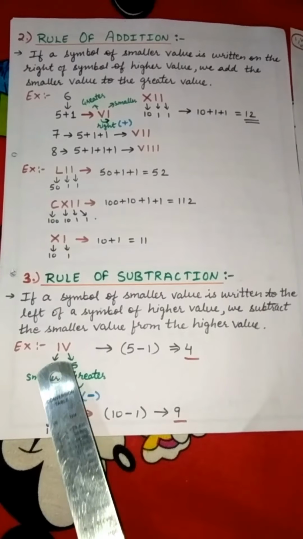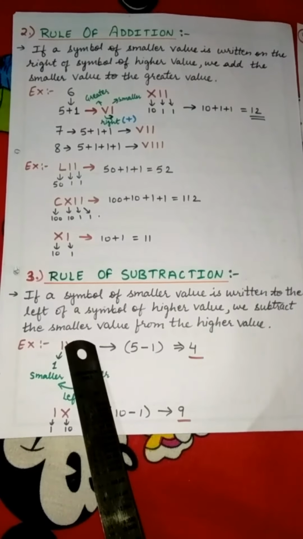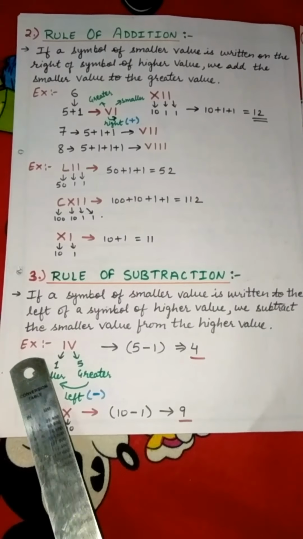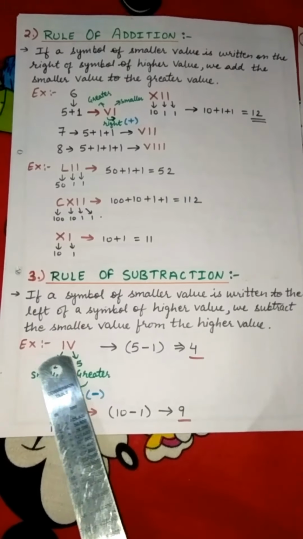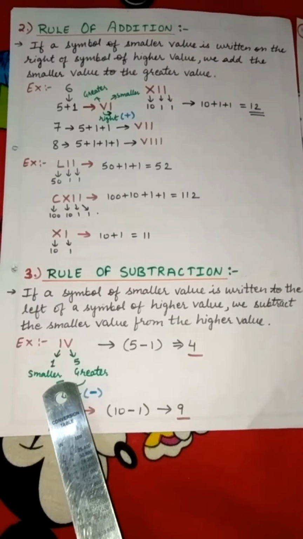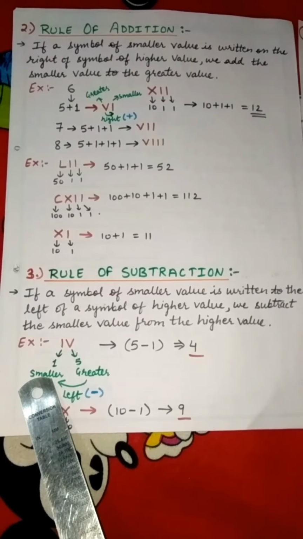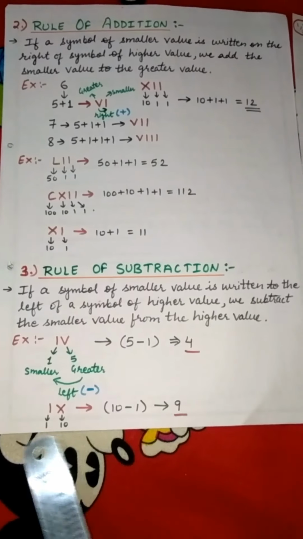In addition, we will write the smaller symbol on the right side of greater symbol, and in subtraction we will write the symbol on the left side of the greater symbol. So here 1 is written on the left of V, so this shows we have to subtract 1 from 5. This is a smaller symbol written on the left, so we will subtract. So 5 minus 1 is 4.